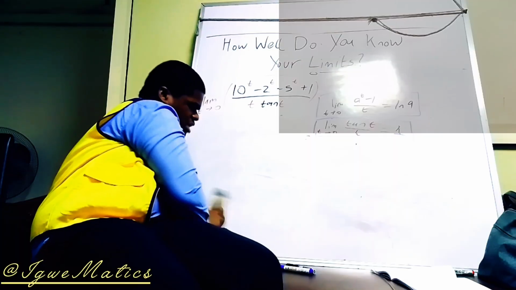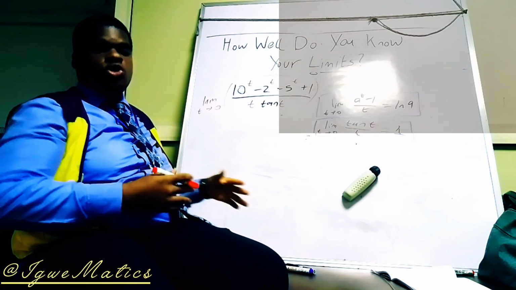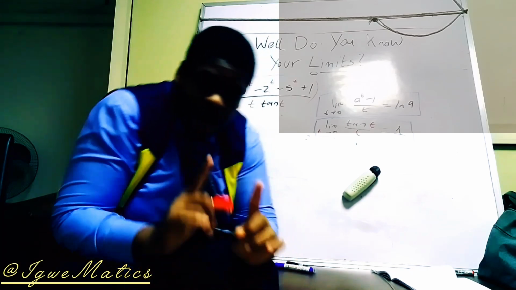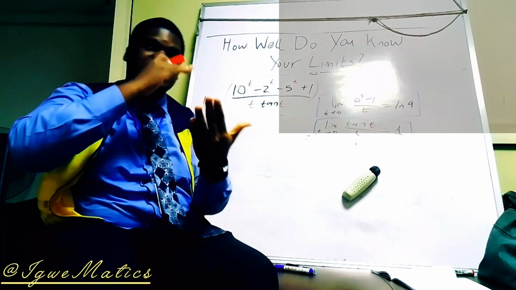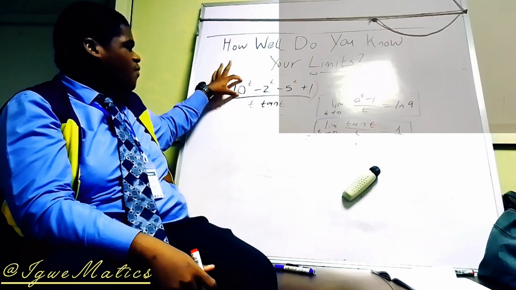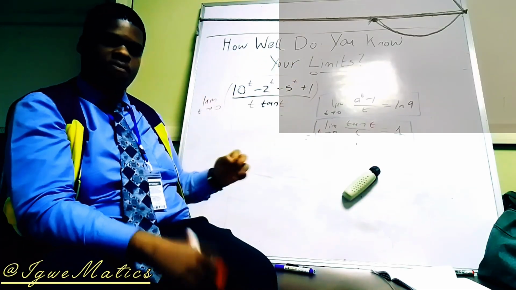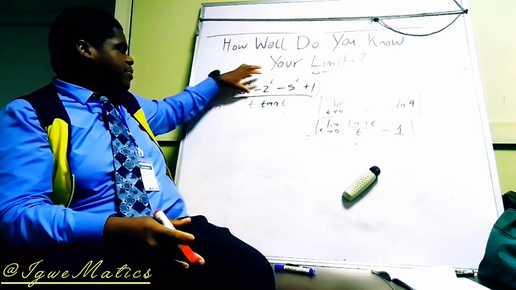The second thing I want to do now is to apply L'Hospital rule to this. But the first thing before you apply L'Hospital rule, you have to make sure it's in an indeterminate form. If I plug in t equals 0, I'm going to have 1 minus 1 minus 1 plus 1. 1 minus 1 is 0, minus 1 plus 1 is 0. So the numerator is going to be 0.